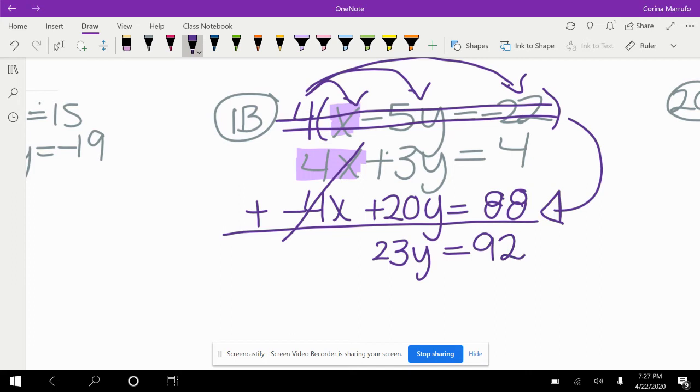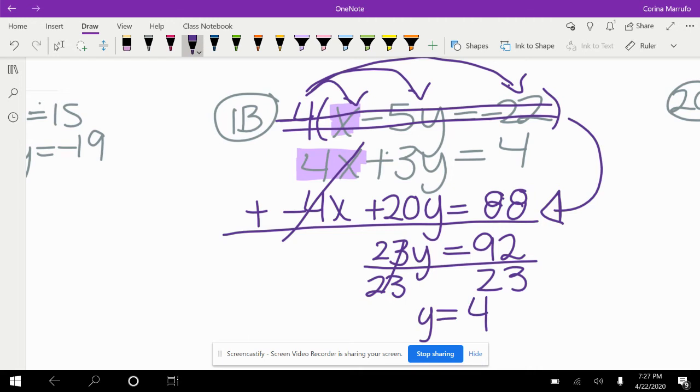And then to solve for y, we're going to go ahead and divide both sides by 23. And then 92 divided by 23, let me go ahead and try that. 92 divided by 23 gives us 4. So then that means y is equal to 4.